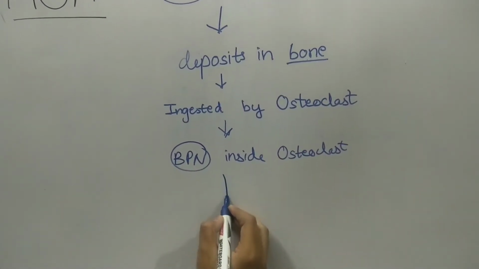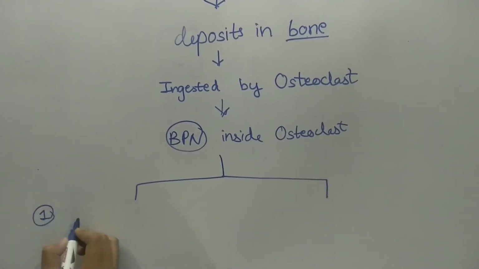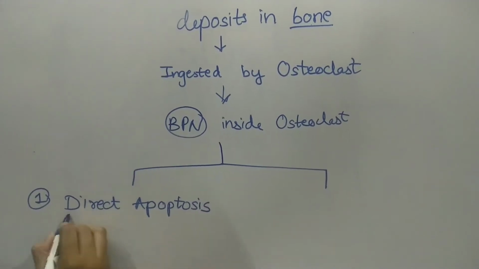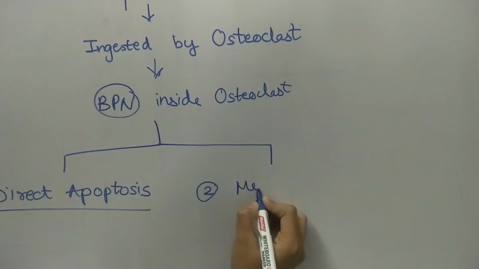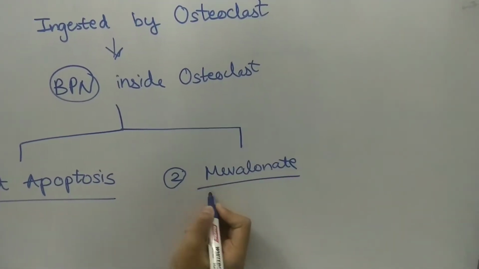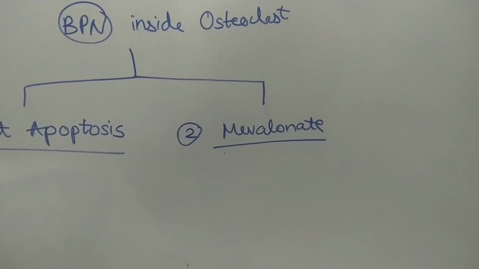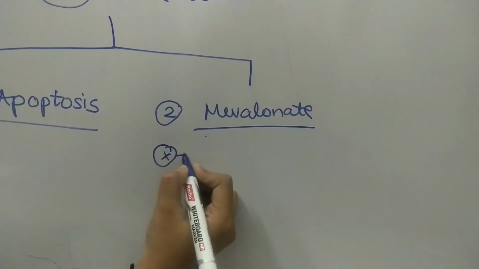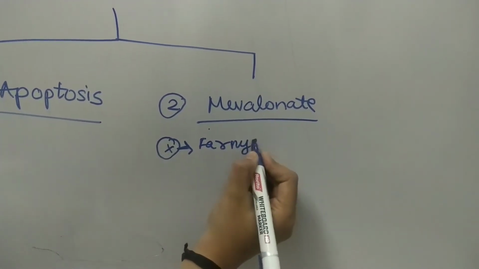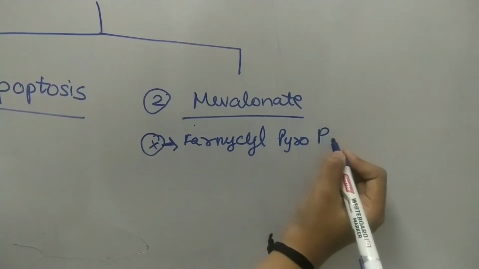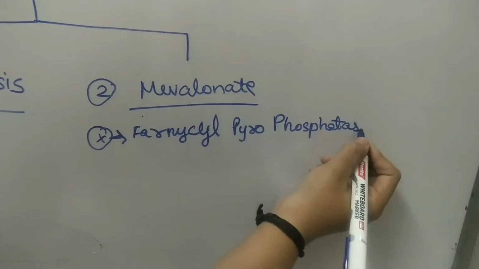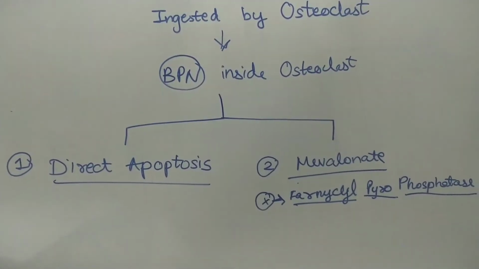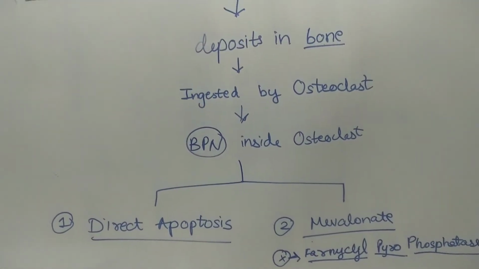After that, it will exert two effects in the osteoclast. The first effect is the direct apoptosis of the osteoclast. And the second effect, it interferes with the mevalonate pathway. The mevalonate pathway is responsible for cholesterol synthesis, which is a requirement for osteoclast survival. In the mevalonate pathway, it inhibits one enzyme. Which is that enzyme? That is farnesyl pyrophosphate synthase. It will inhibit the farnesyl pyrophosphate synthase enzyme. And the third action is that it inhibits osteoclast activation. Thus, we have covered the mechanism of action.